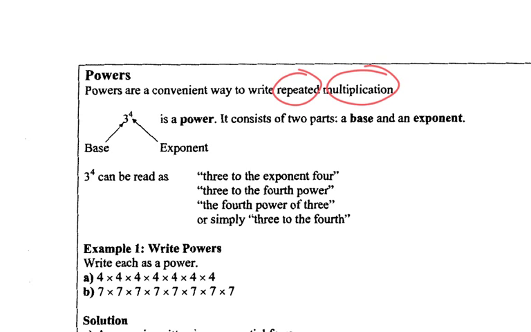In a power, there are two components. There is a base and there is an exponent. Okay, the exponent is written above the base.